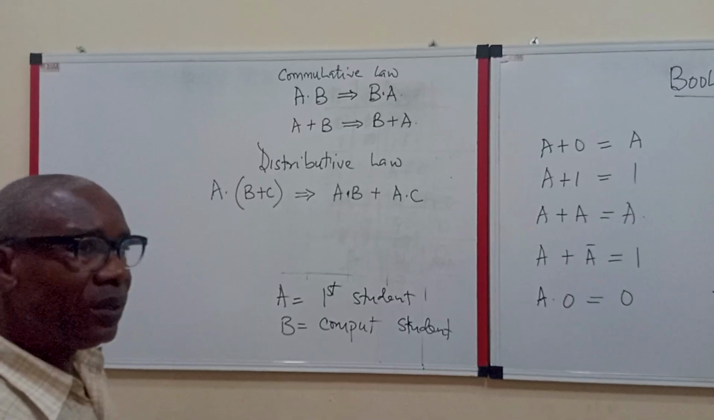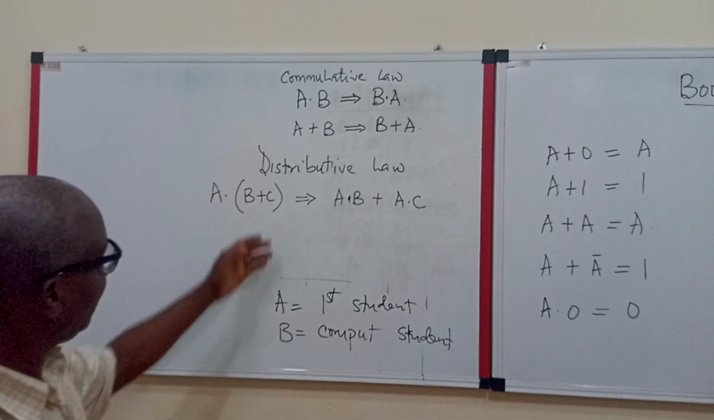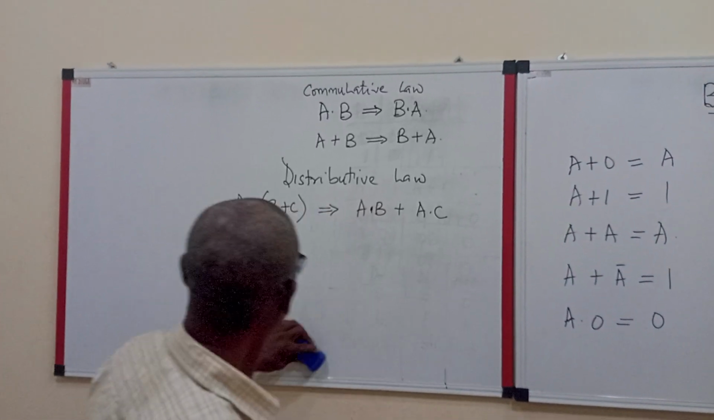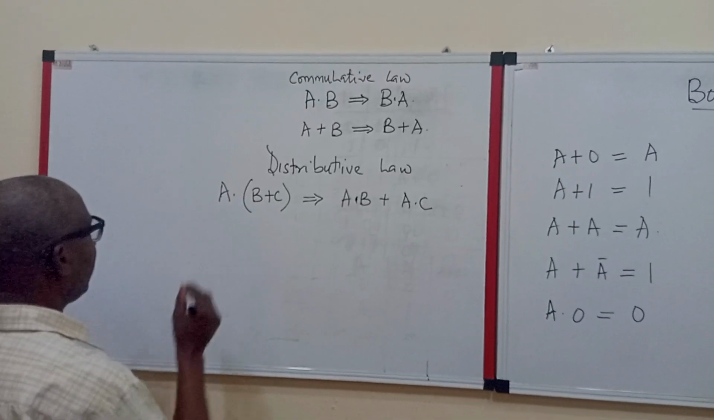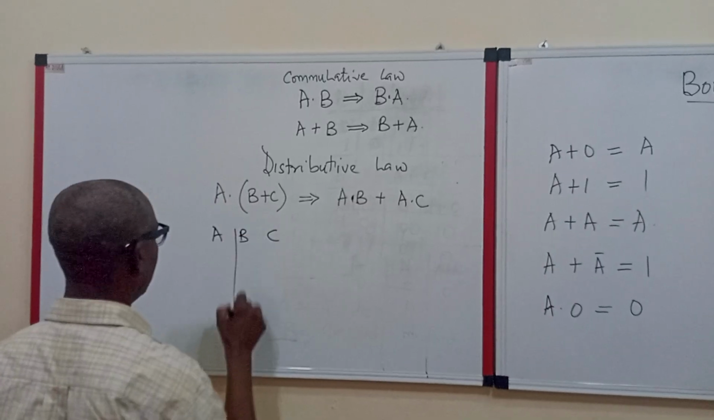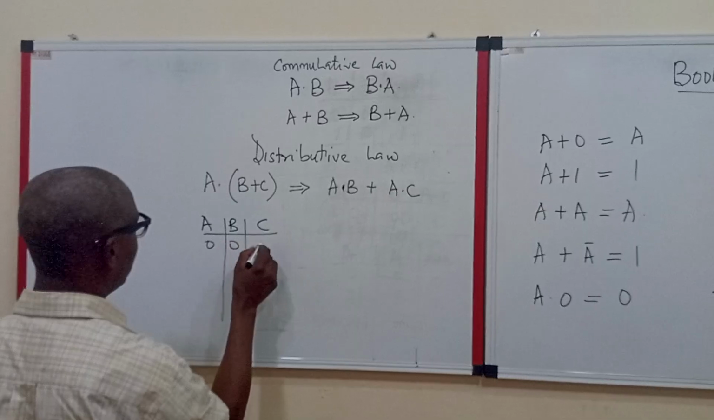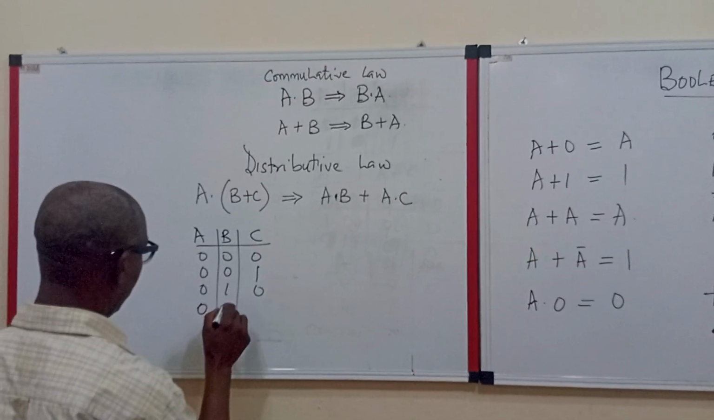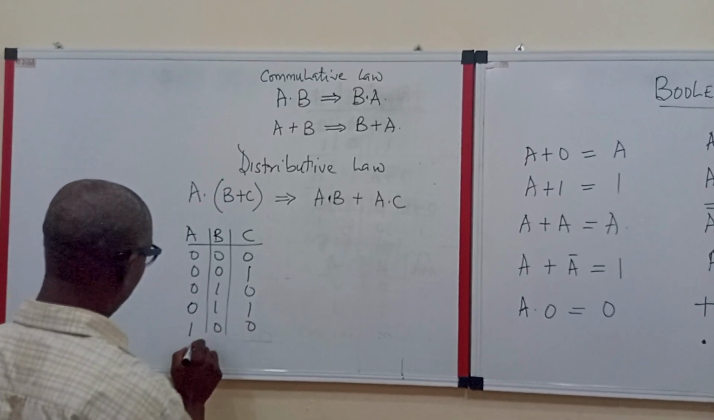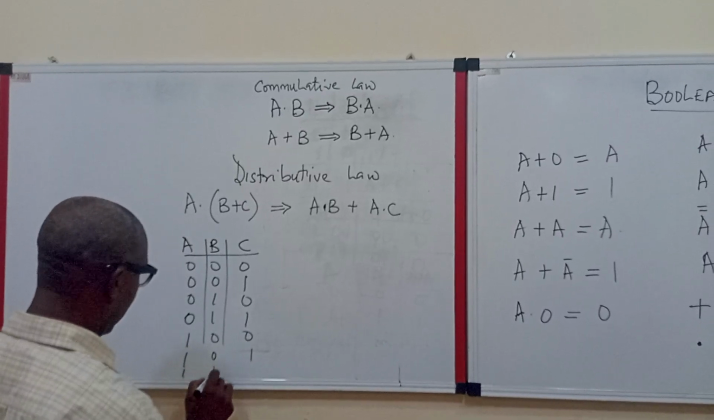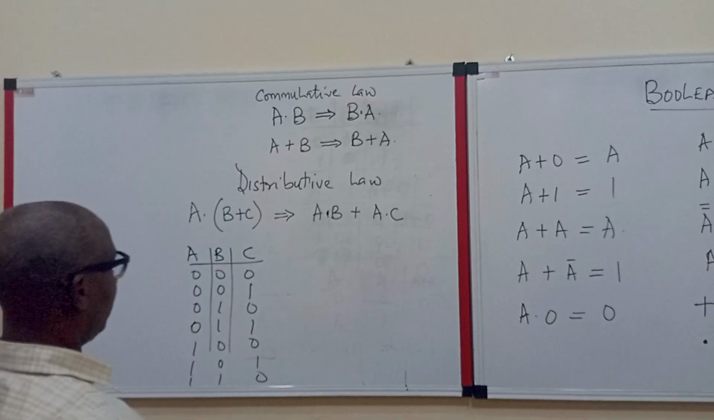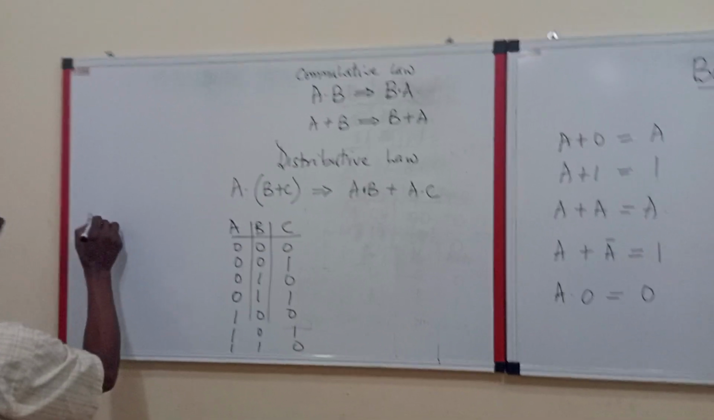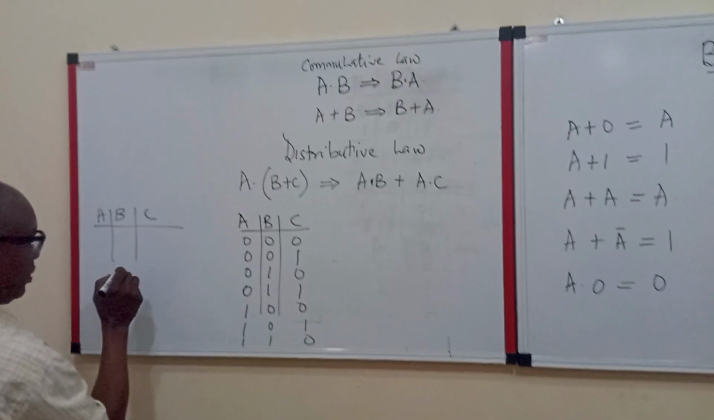So let us use a truth table to verify if this is true. To verify that, we use our truth table again, and we have A, B, and C. 0, 0, 0; 0, 0, 1; 0, 1, 0; 0, 1, 1; 1, 0, 0; 1, 0, 1; 1, 1, 0; and then the last one will be 1, 1, 1.